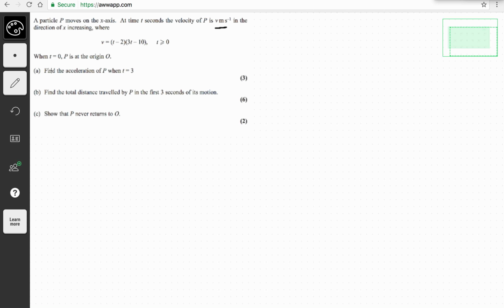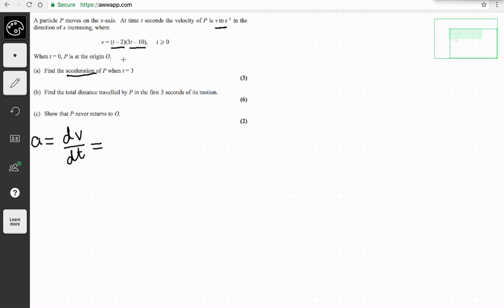In the first part, they're asking us to find the acceleration of P when t equals 3. To find the acceleration, first we need to find the formula which gives acceleration, and we can find that by differentiating v, because a is given by the rate of change of velocity, dv/dt. We could either use the product rule, because we have t minus 2 and 3t minus 10, two different functions of t, or we could expand this and differentiate it.